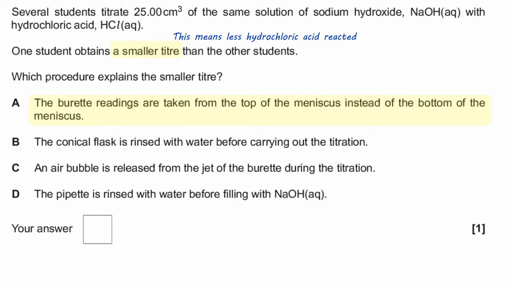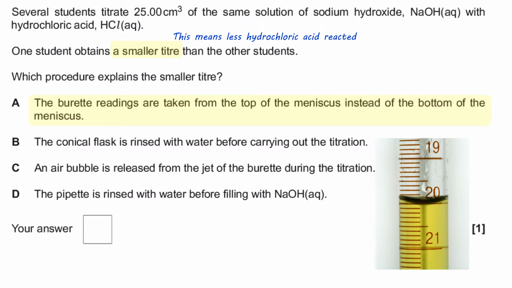So the burette readings are taken from the top of the meniscus instead of the bottom of the meniscus. Now, the thing to remember about a titration is it's a measurement by difference. So if you take 2 measurements in an equally wrong way, the difference between them won't be affected. Let me try and explain.